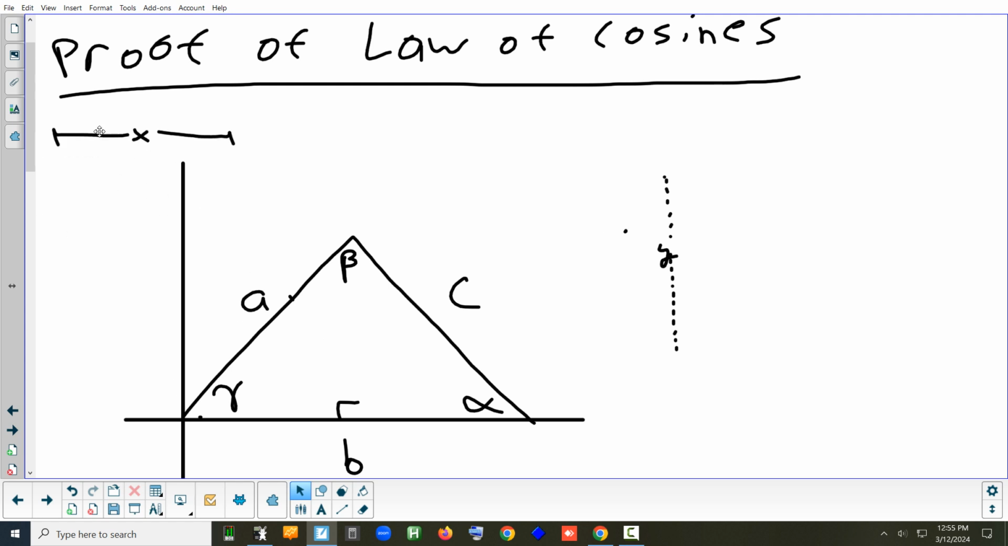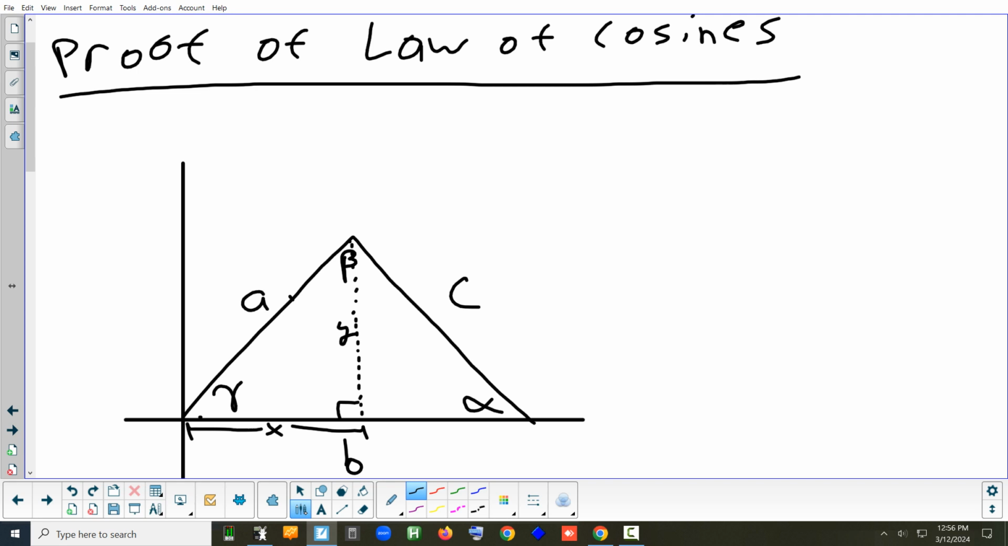Okay, so all I've done is draw the standard triangle we usually do. I've labeled the three sides A, B, and C. A across from alpha, B from beta, and C across from gamma. And then I split it into two right triangles by drawing in the height from beta perpendicular to the base. I called that height Y. I don't want to call it H because we could confuse it with hypotenuse. I know we've used H, but let's call the height Y. And we're going to call this part from here to here X.